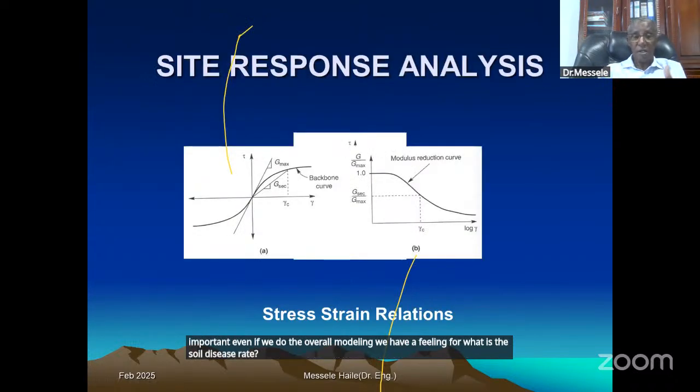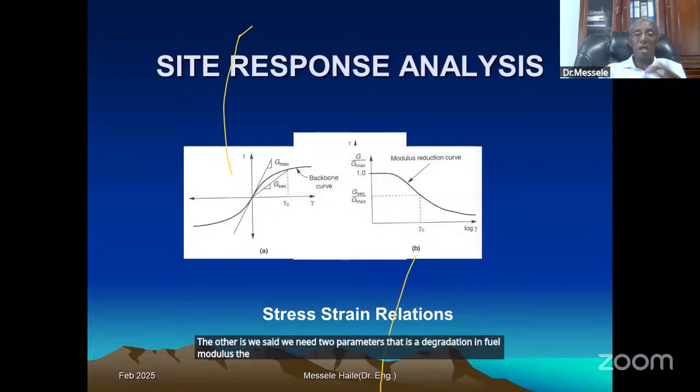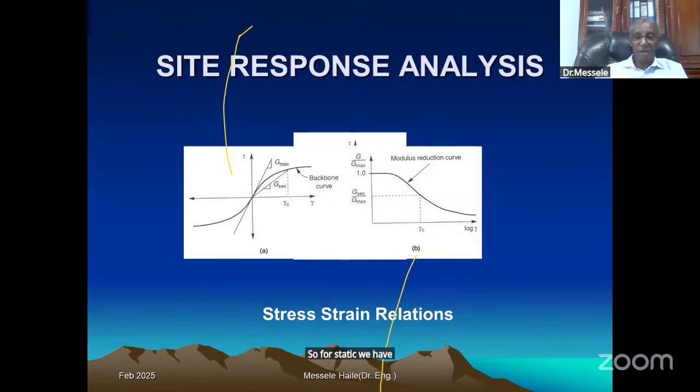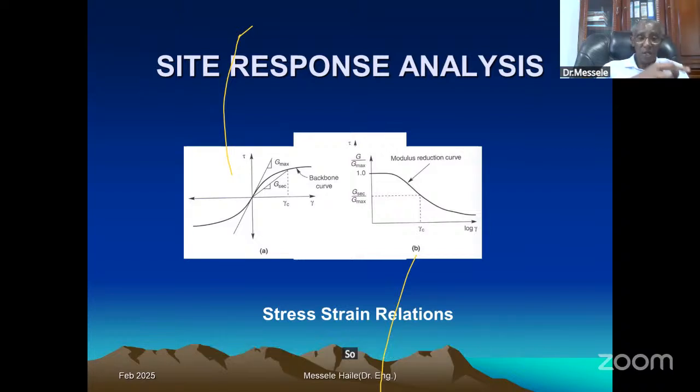The other is, we said we need two parameters. That is the degradation in shear modulus, the stress-strain relationship, and the damping. So for static, we have one line, then we have Young's modulus. Here we have two things. Mainly we are dealing with shear, so we are interested in shear strain and shear modulus. In an earthquake, we don't have a straight line. It's not reversible in the same direction. So we have a curve.